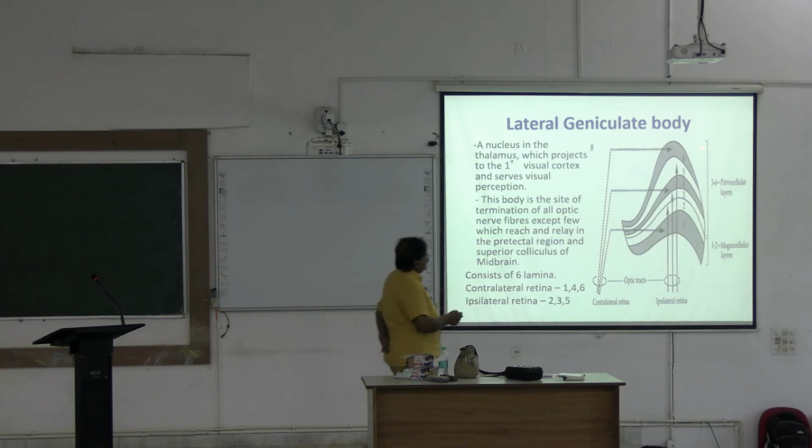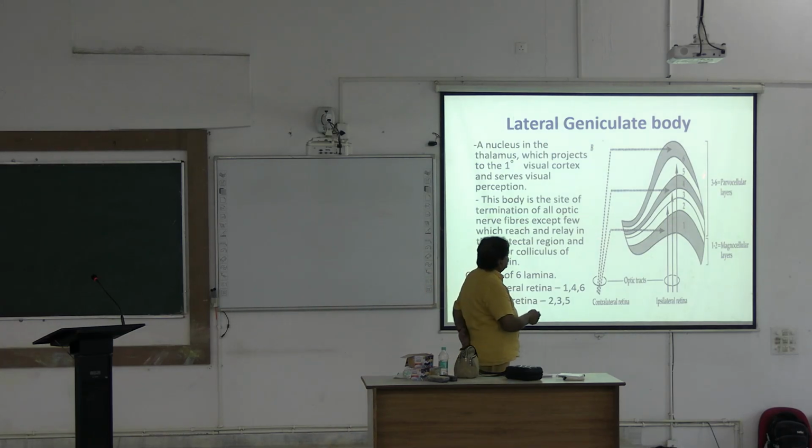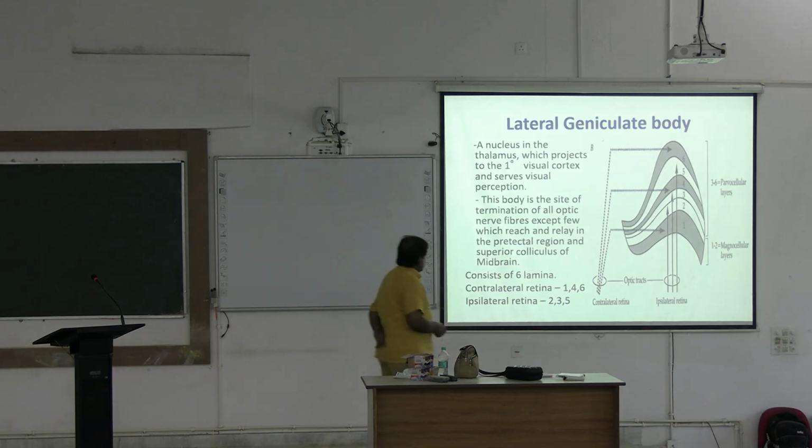Now see, parvocellular layer and magnocellular layer. This is the magnocellular layer. 1, 2, 3, 4, 5. The optic tracts, ipsilateral retina and contralateral retina. You have to draw all diagrams.